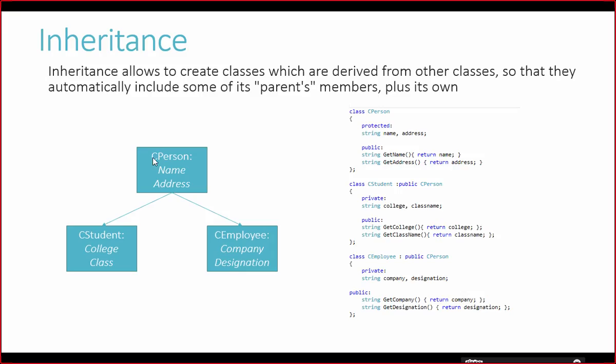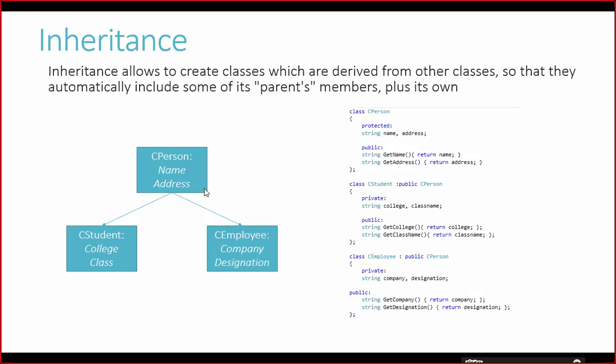So here we have a class called person, and this person has name and address. Now we want to create a class called student. A student also has name and address, and also has additional things like which college he studies in and which class he studies in. Similarly, we want to create another class called employee, who does not have college and class, but has something else. He has name and address too, which is common to both student and employee, but he has something else called company and his designation in the company and so on.